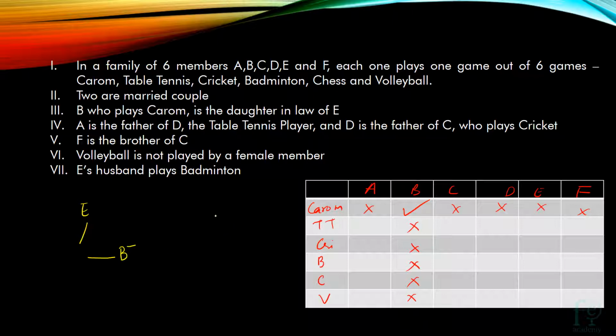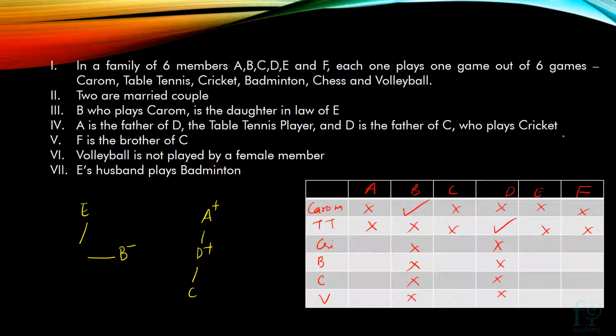Now A is the father of D. You cannot draw it here; you are drawing it as a separate diagram. A is the father of D, the table tennis player, and D is the father of C, who plays cricket. You can draw the relationship diagram here, and now we have to fill the table. A is the father of D, the table tennis player, so that means D is playing table tennis. Put crosses on all the other entries in both row and column.